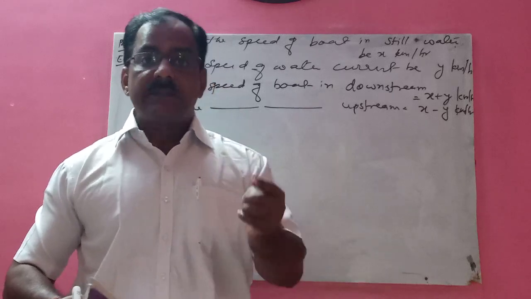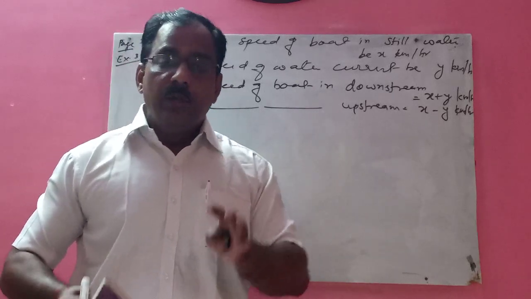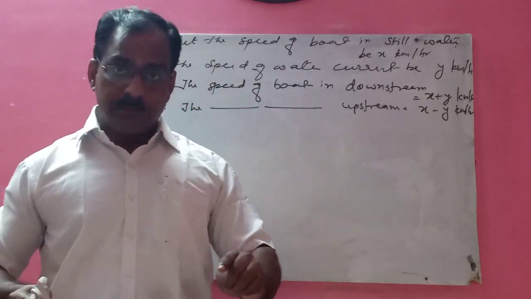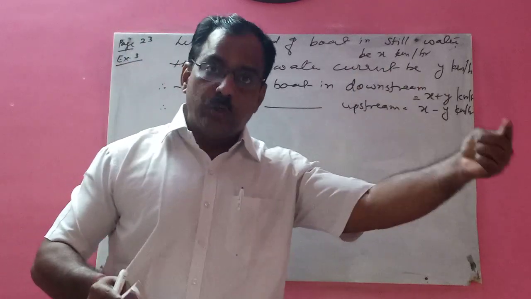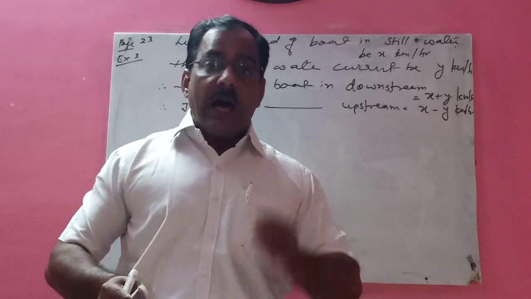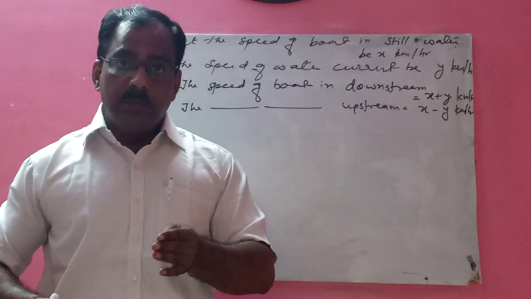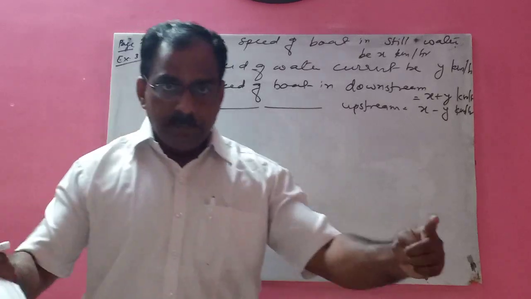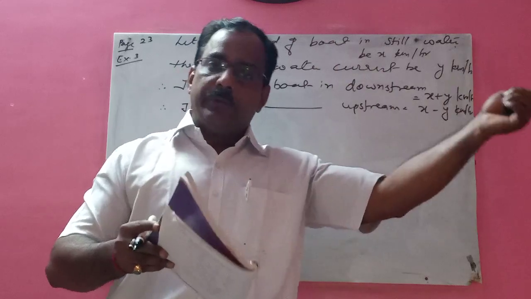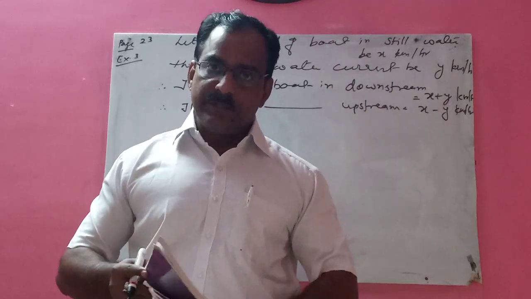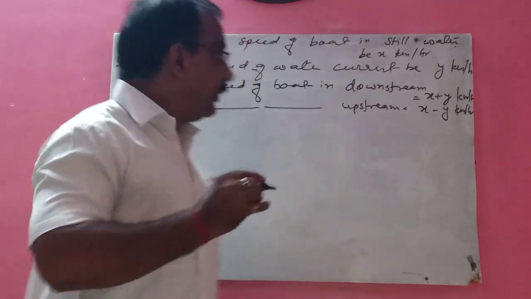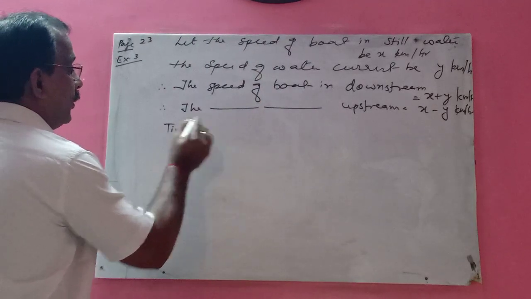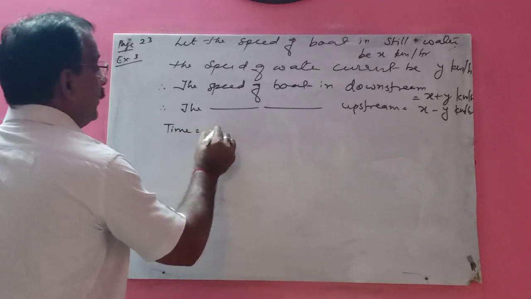The total time is given as 6. But what you will do is find out the separate times: how much time is taken by the boat to cover 16 kilometers, and how much time is taken by the boat to cover 24 kilometers separately, and then we will add these two, which is equal to 6 as per the given conditions. To find that, you know the formula: time is equal to distance upon speed.